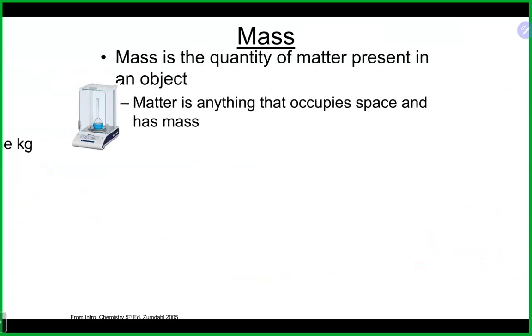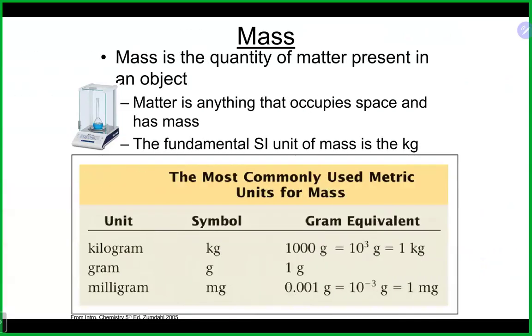Now, mass is the quantity of matter that is present in an object. Matter is basically anything that occupies space and has mass, so pretty much anything. And we typically get the mass of an object by using what we see here. This is an electronic balance, which is a fancy way of saying a scale. So we use an electronic balance to weigh things and get the mass of an object.